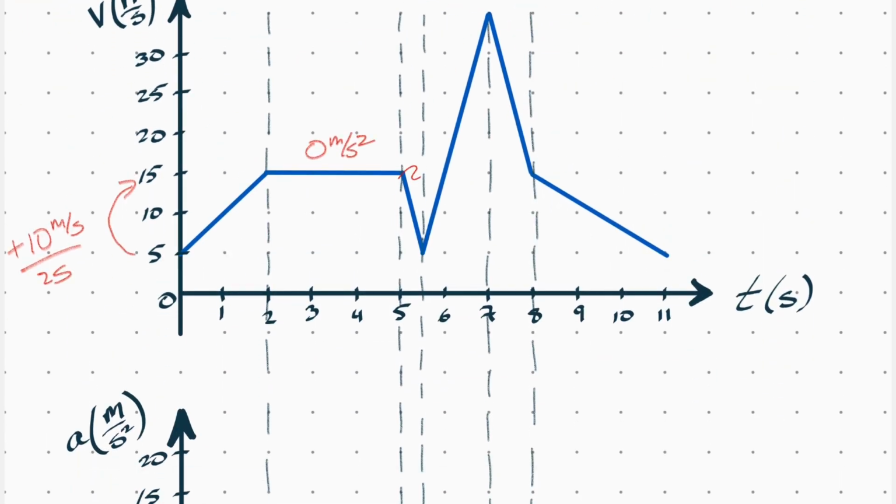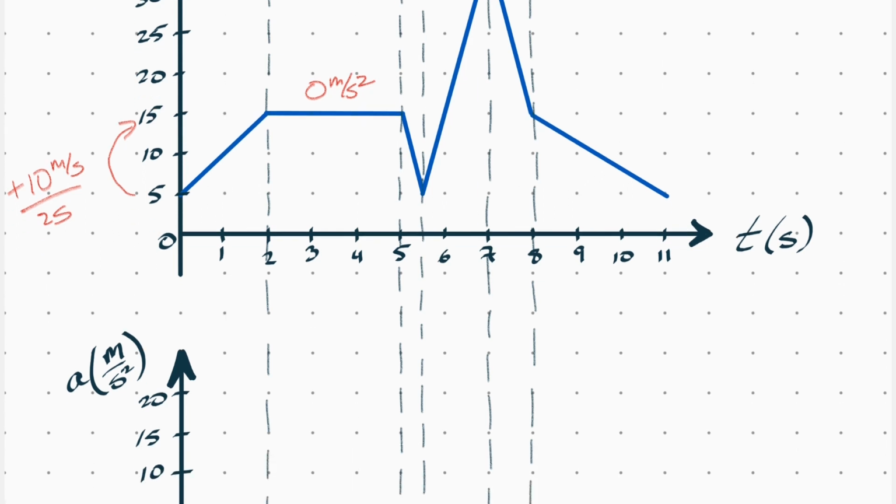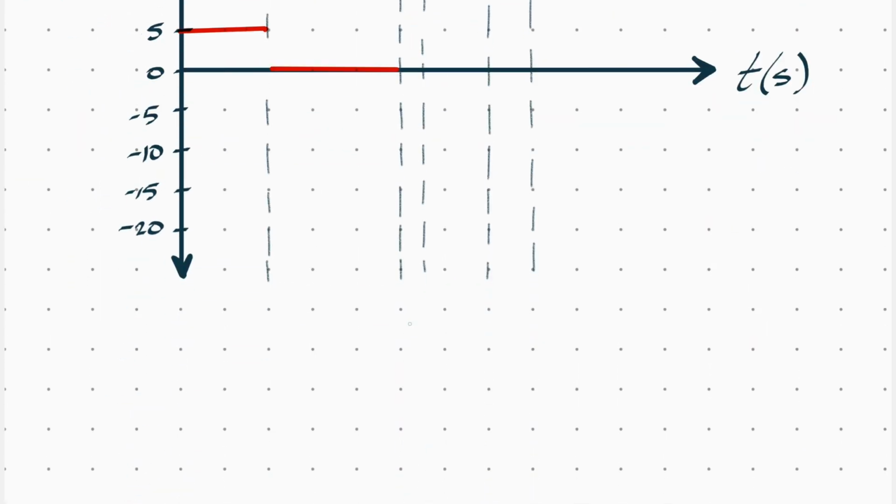We can go on to the next segment. So for this next one, you see that we go from 15 down to 5. So that's going to be a decrease of negative 10, and it takes half a second. So negative 10 meters per second in 0.5 seconds is equal to negative 20 meters per second squared. And so we go over here, and for this half second segment here, we're at negative 20. I'll draw that a little bit nicer here. Close enough. So there you go.